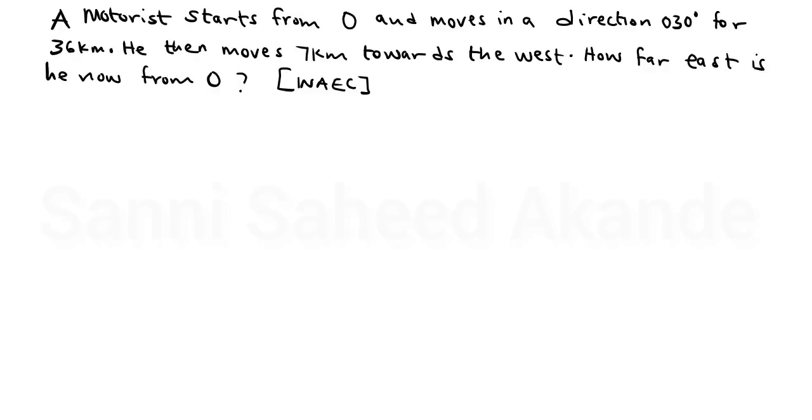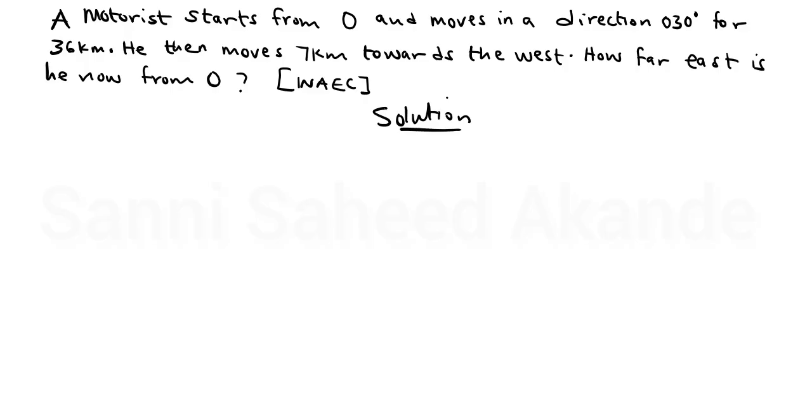The question says, a motorist starts from O and moves in a direction of 30 degrees for 36 kilometers. It then moves 7 kilometers towards the west. How far east is E now from O? So it's also a WAEC question. So let's solve this together. Solution. Now let's quickly sketch this question also before we try and solve it.